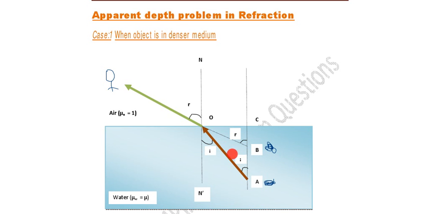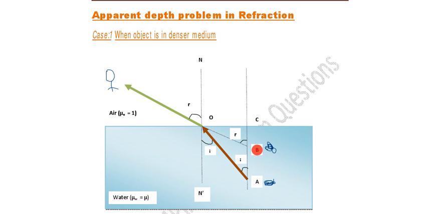Now because this light ray is going from denser medium to rarer medium, this light ray bends away from the normal. This R is the refracted angle which the refracted ray makes with the normal. Now if you extend this refracted ray in a backward direction, this line will cut this vertical line at a point B.